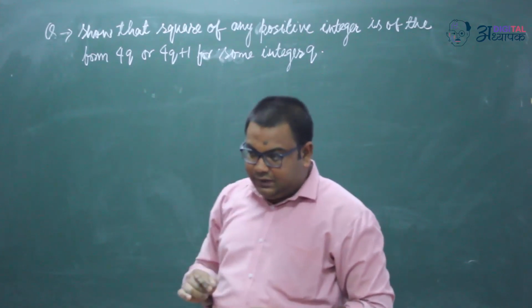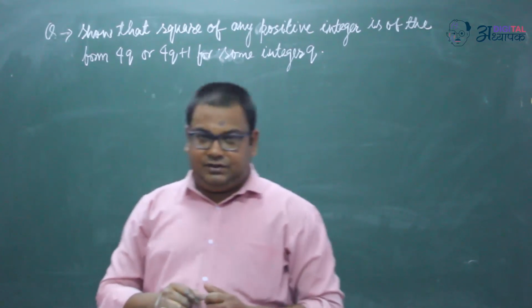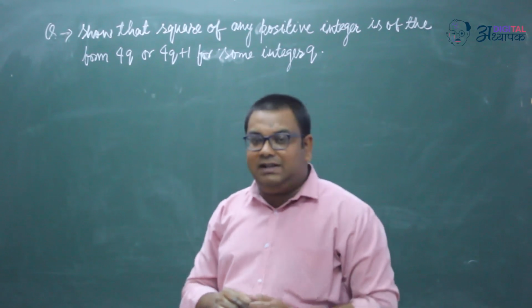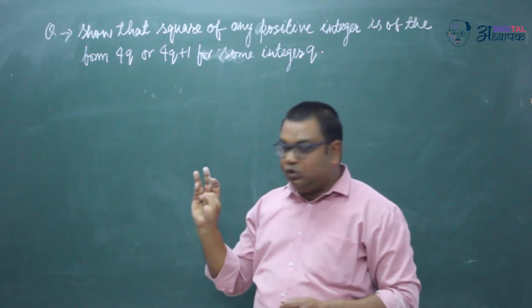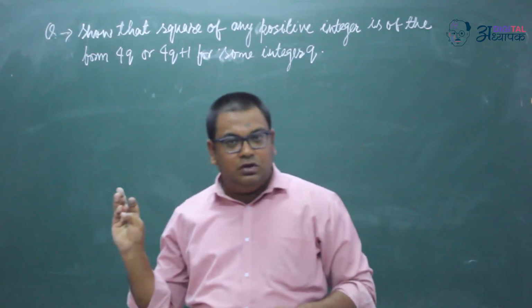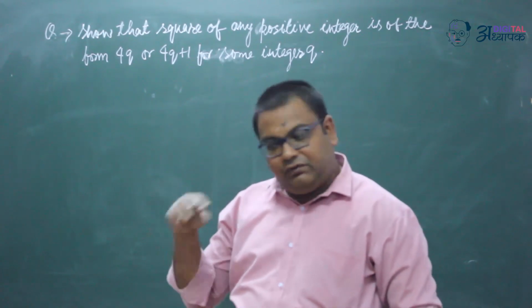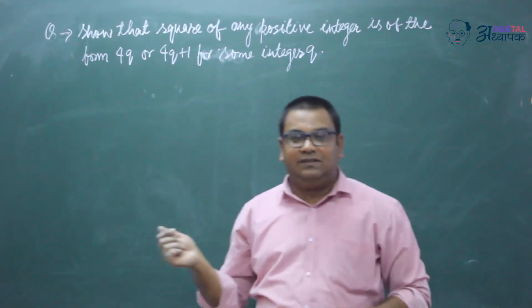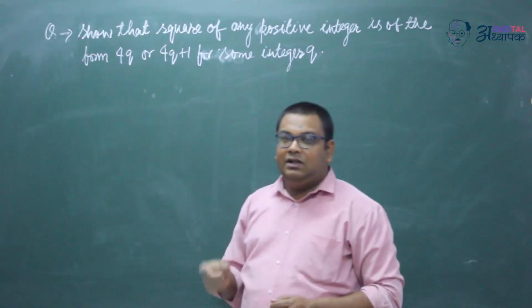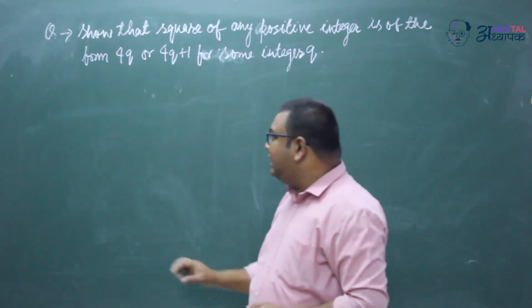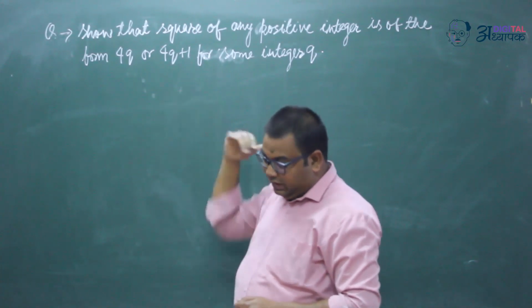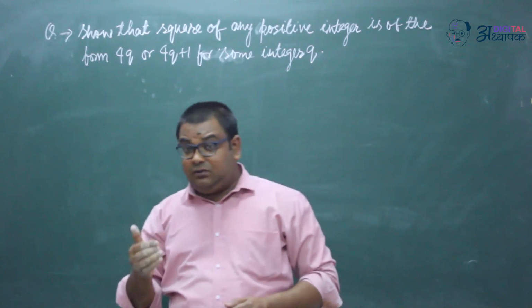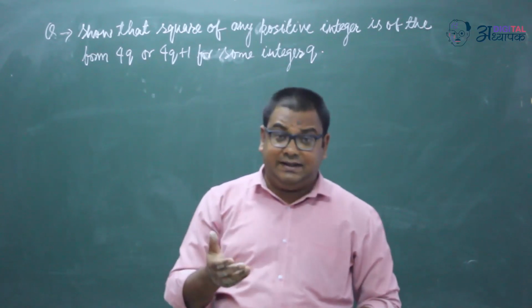Now students, check: if we take 4 as the divisor, we will definitely get 4 forms, that is 4q plus 0, 4q plus 1, 4q plus 2 and 4q plus 3. For all those 4 cases, we have to prove that when we square the number, it comes in the form 4q or 4q plus 1. So if we take the divisor 4, we have to show 4 cases.